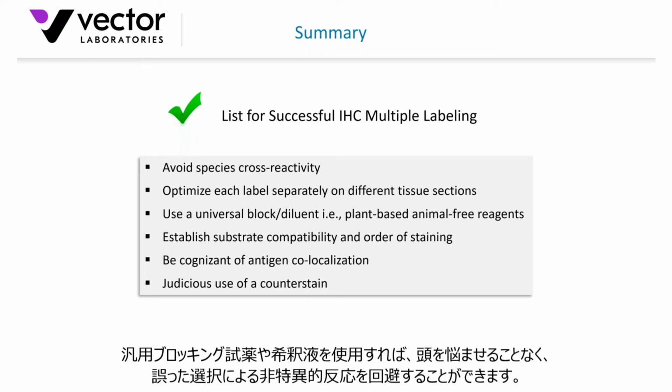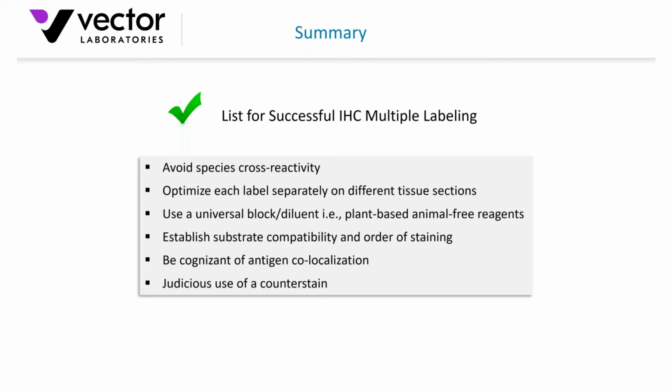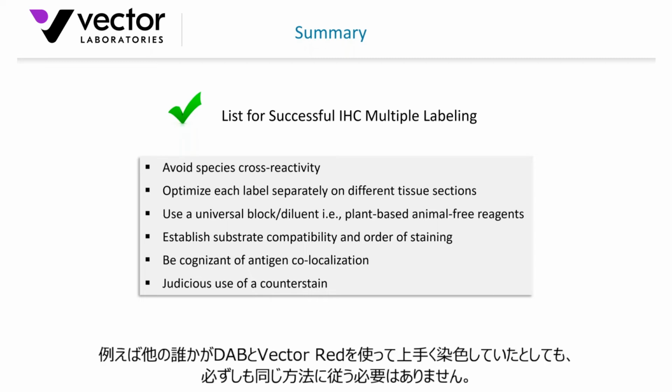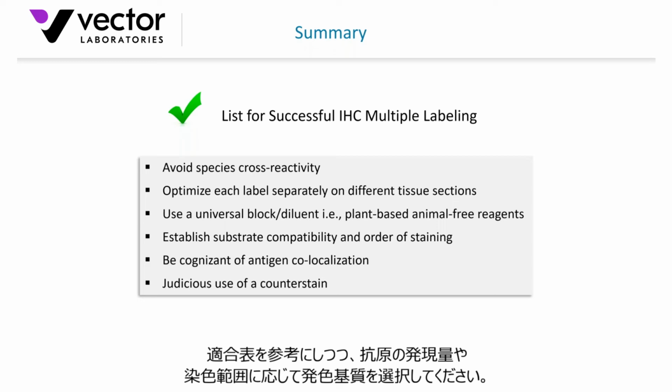And that way you wouldn't inadvertently use an incorrect serum, for example, and get false positive staining or indeed blocking of your detection. Certainly establish substrate compatibility. I did show you some of the charts earlier on, and the order of staining. And indeed, just because someone in their given application has shown that DAB and Vector Red has worked well, you don't have to follow that methodology. Look at some of the charts that we've got.